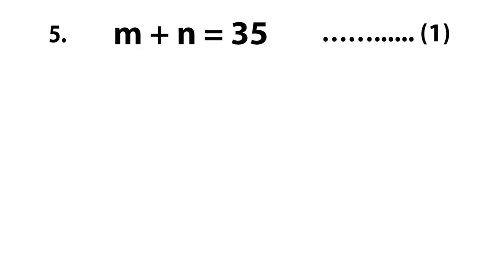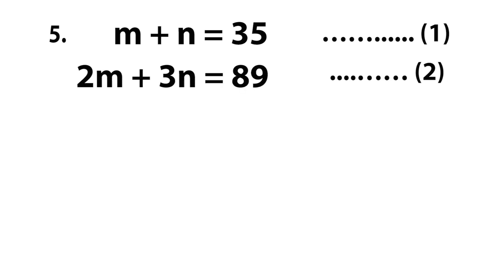Let's use letters to represent the ages of Ben and Seth. So Ben's present age is equal to M, and Seth's age is N. Our equations will look like this. M plus N is equal to 35, equation 1, because we are told in the question the sum of the ages of Ben and Seth is 35. Then the second equation will look like this. 2M plus 3N equals 89. That is the sum of twice Ben's age and 3 times Seth's age is 89.